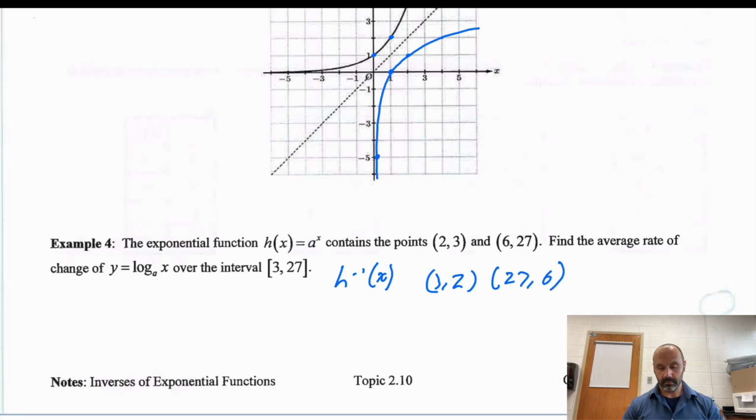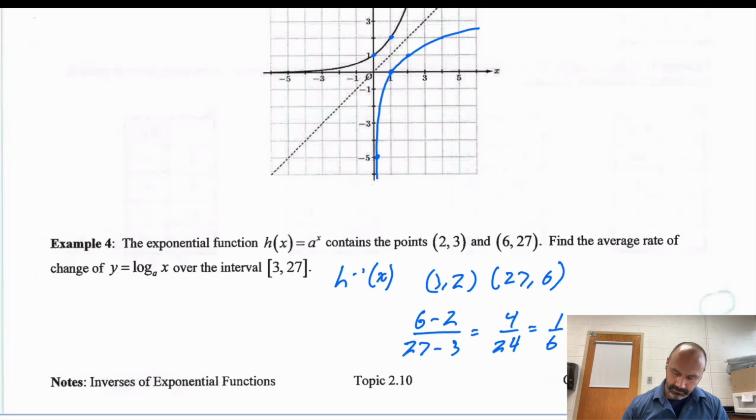And I'm looking for the average rate of change. So again, it's like the slope between those 2 points from 3 to 27. Well, that's what I have here, from 3 to 27. So I take those 2 points and I find the slope. Y2 minus y1 over x2 minus x1. So I end up with 3 over 24, which turns out to be 1/6. Sorry, 4 over 24. Arithmetic correctly here. 4 over 24, which is 1/6.